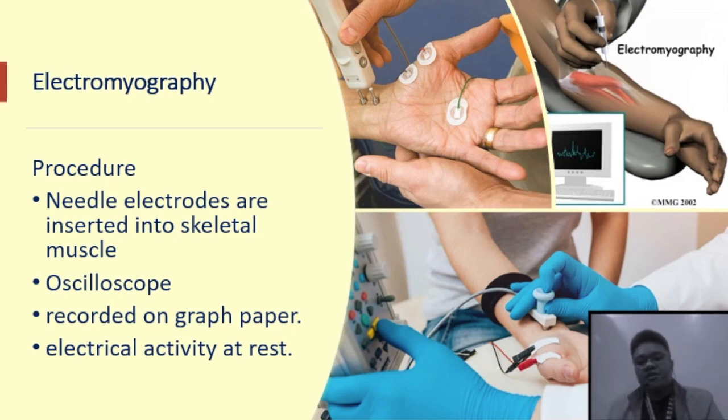tracing. So normally, class, there is no electrical activity at rest. If there are electrical activities at rest, we would perceive that there is hyperexcitability of the muscle. Then we explore the neuromuscular problems associated to that.